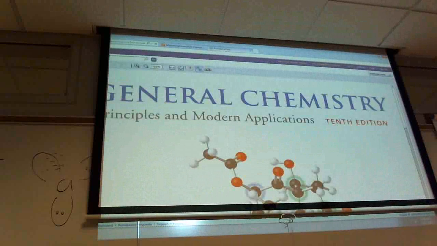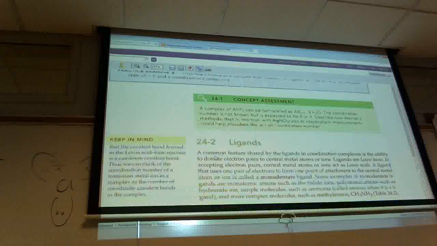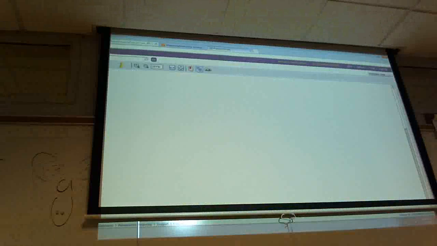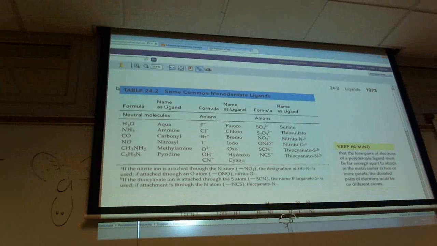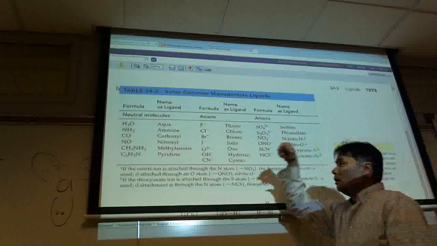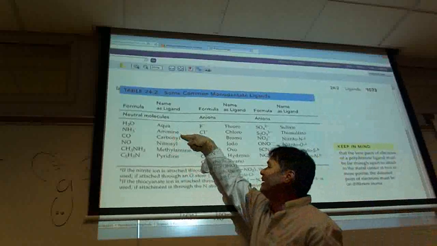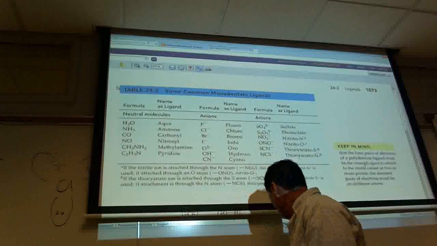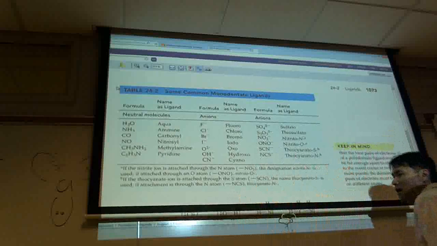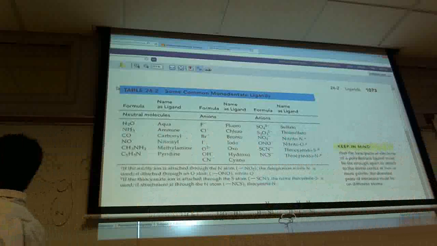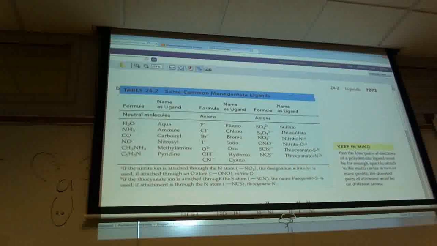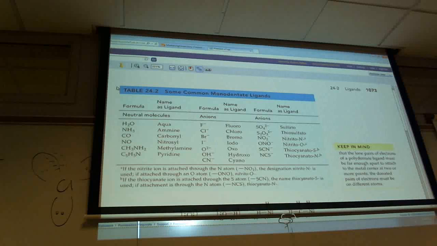Oh, we talked about these, right? Did we? I don't remember. Aqua, amine, carbonyl, nitrosyl. And so when we look at something like carbonyl, we should be able to tell easily this is going to be a monodentate rather than a bidentate, because it looks like it has the potential to be a bidentate ligand, doesn't it? I mean, if this pair binds, why not this pair here? What do you think?